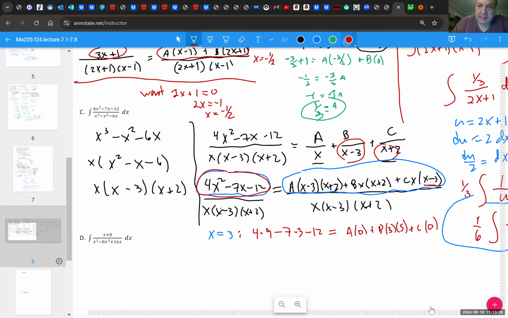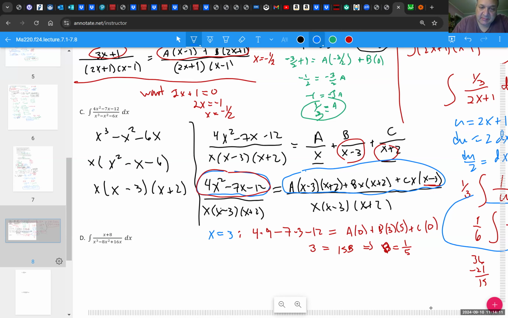All right, so what do we get here? We get 4 times 9 is 36. 36 minus 21 is 15. 15 minus 12 is 3. So I believe this is 3. That's 0, and we get 15b, which means that b is 3 over 15, which is 1 over 5. So b is 3 over 15, or 1 over 5. So that's the b value.